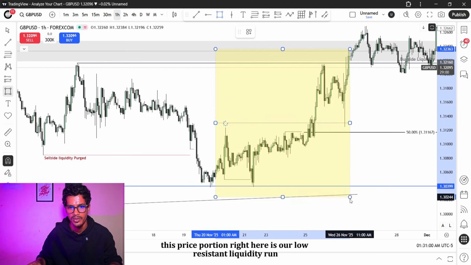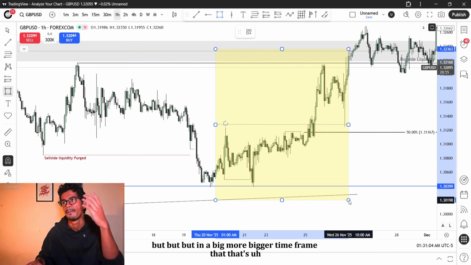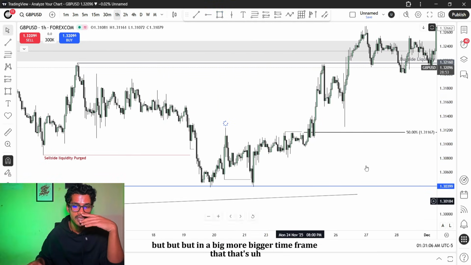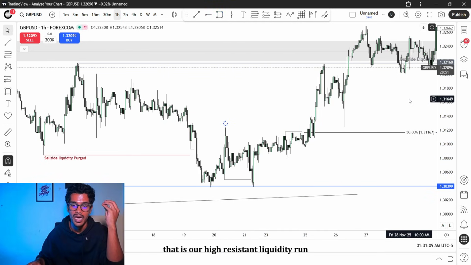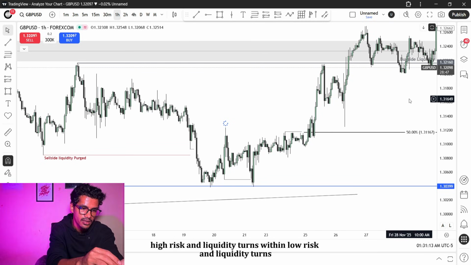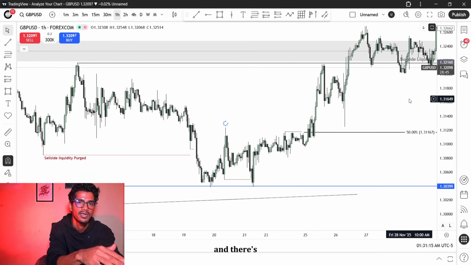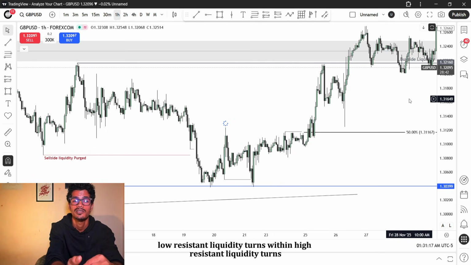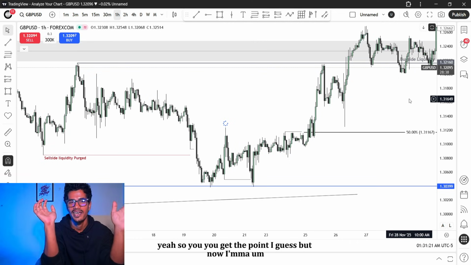This price portion right here is our low risk and liquidity runs. But in a bigger time frame, that is our high risk and liquidity runs. So there's high risk and liquidity runs within low risk and liquidity runs, and there's low risk and liquidity runs within high risk and liquidity runs. So you get the point, I guess.